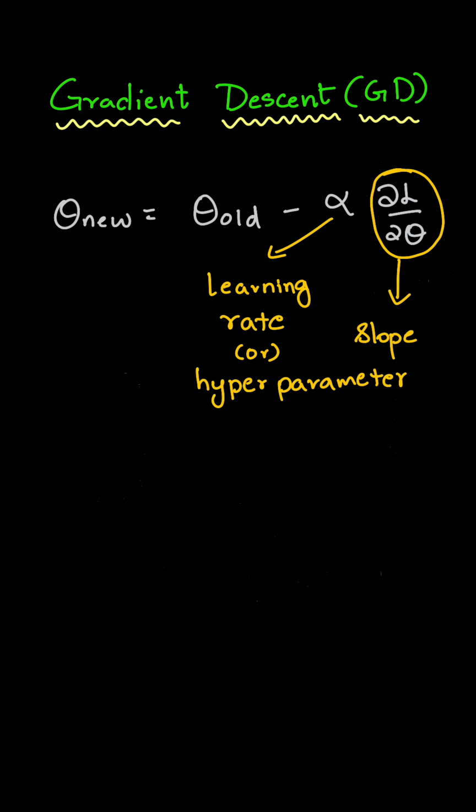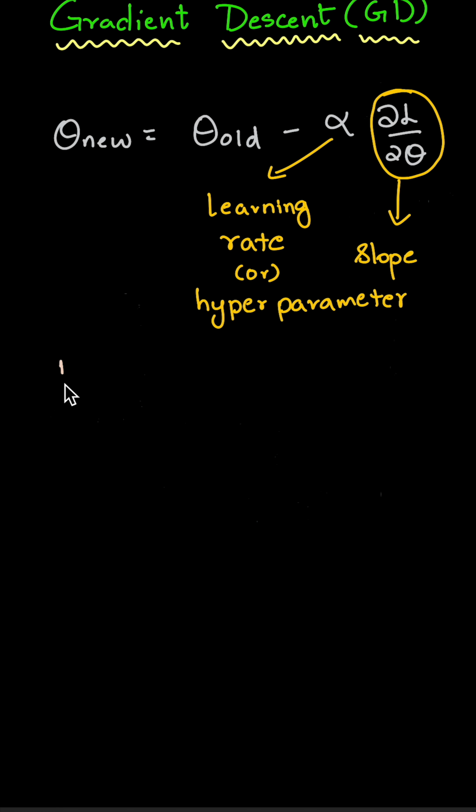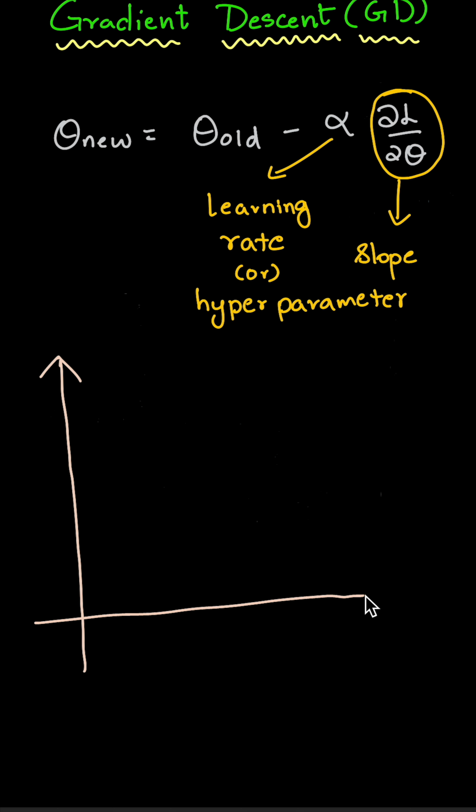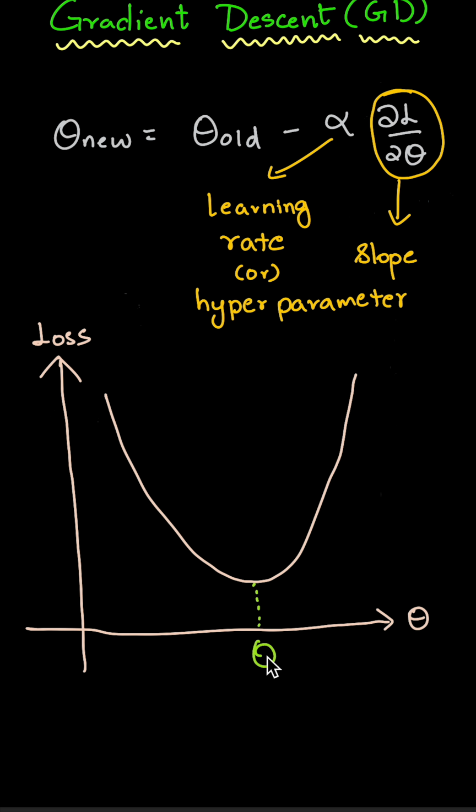What are hyperparameters? Hyperparameters are the variables adjusted by us. So let's see how the graph between loss and some particular theta will look like. This is the theta optimal value. At the theta optimal value, we'll have the minimum loss.